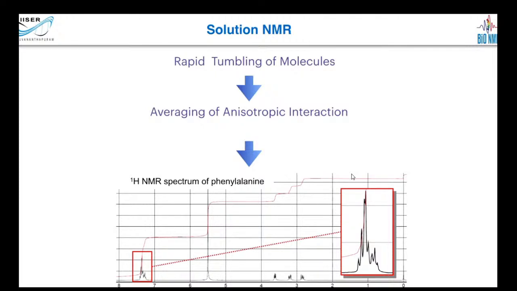Okay, so I hope you studied NOE, because that is a very important structural tool for determining structures of molecules. In solution NMR, what happens is there is rapid tumbling of molecules, averaging of anisotropic interactions, and finally you get a very nice spectrum. These nice splittings are because of the J coupling, not the dipolar coupling.